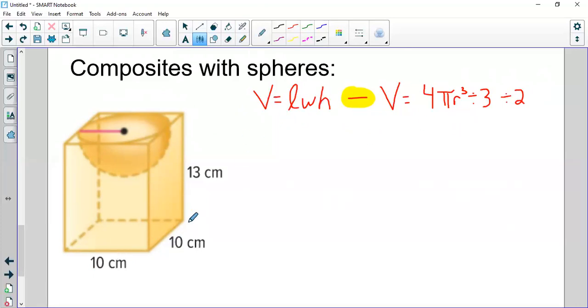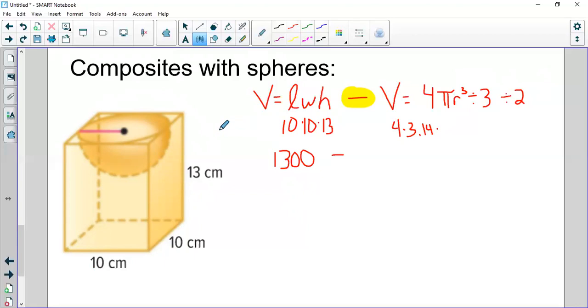Length times width times height, 10 times 10 times 13. That gives me the volume of my rectangular prism, and that is 1,300. And I need to minus it. I need to take away the volume of this half of a sphere hole. So let's start working this out. It's going to be 4 times 3.14 for pi times radius cubed.